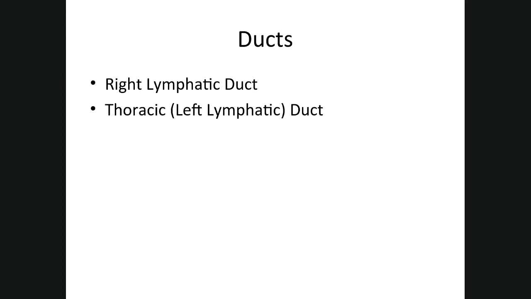Well, those trunks are going to merge and form even bigger vessels. And these vessels are called ducts. And there are only two of these ducts. One of them's on the right side and one of them's on the left side. So you could call them the right lymphatic duct and the left lymphatic duct. But usually the left one is called the thoracic. And so we say right lymphatic and thoracic.